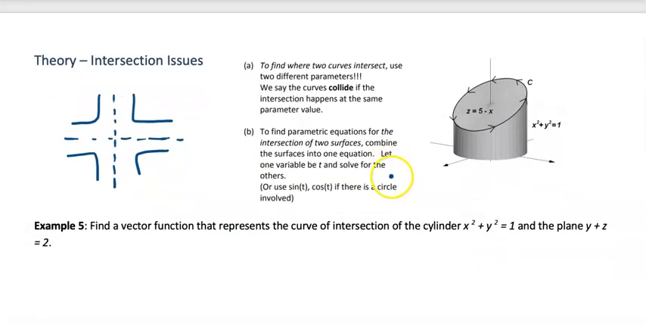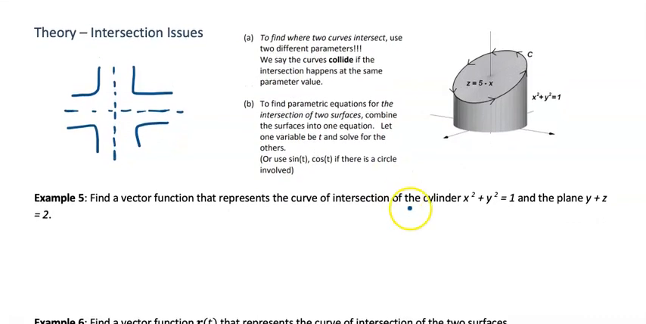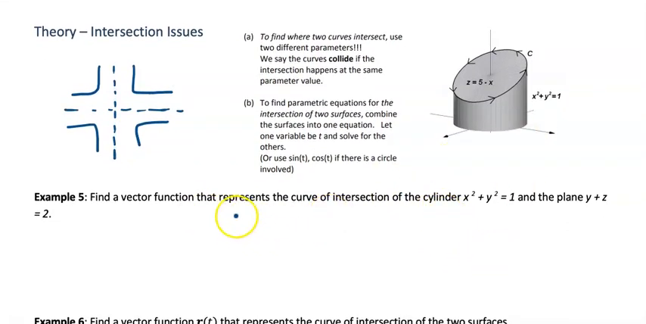So first, let's look at the intersection of 2 surfaces. So we want to find the vector function that represents the curve of intersection of a cylinder and a plane. And to find this, we're going to look at part B. To find parametric equations for the intersection of 2 surfaces, we are going to combine the surfaces into one equation. So my first equation, x squared plus y squared is equal to 1. My second equation, y plus z is equal to 2.